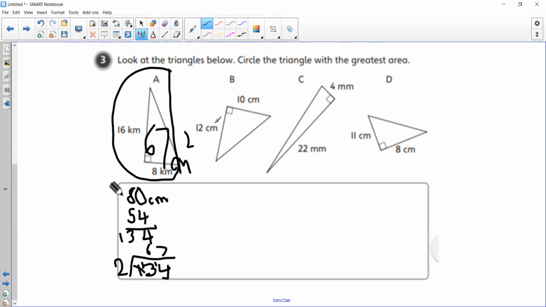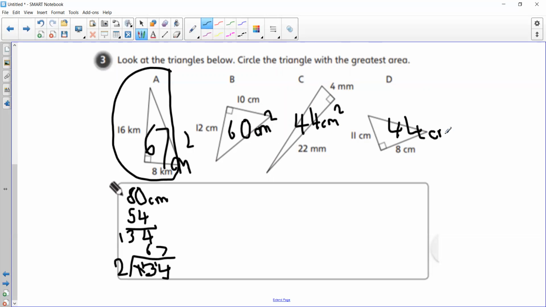Let's have a look at this one. 12 times 10 is 120. Half it then will be 60 centimeters squared. Look at this one. 22 times 4, well, 4 times 2 is 8, so 88. And then half that will be 44 centimeters squared. I know it says millimeters, but we're pretending they're all the same. And then finally, 11 times 8 is 88. Divide that, then, is 44 centimeters squared.